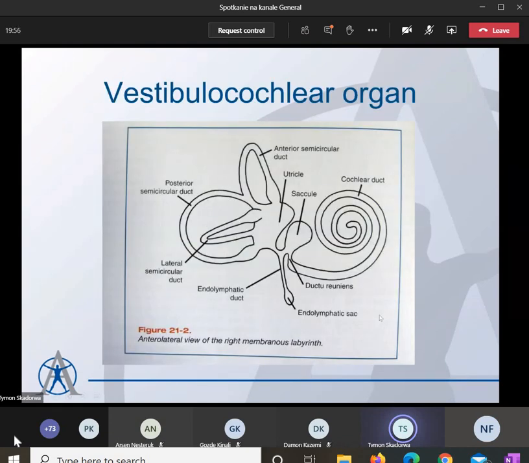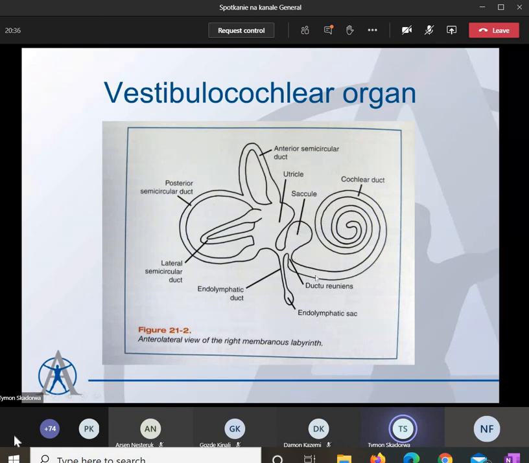We have the auditory pathway, which starts in another region of the head, and this region is the vestibulocochlear organ. The vestibulocochlear organ is located in the inner ear, very deep inside the temporal bone. As you may see, the inner ear contains the vestibule, which is one part, and the second part is the cochlea.